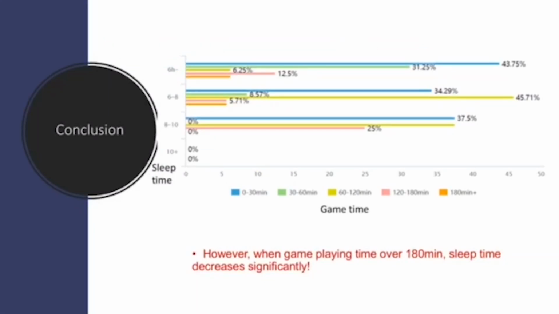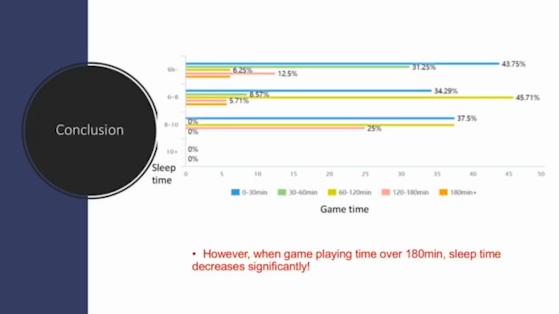So here is the conclusion that we draw from the graph. First, when game playing time is between 0 and half an hour, sleeping time is not affected. Second, sleep time is randomly distributed between 30 and 180 minutes of game playing time. Finally, when game playing time is over 180 minutes, we can find that sleep time decreased significantly.